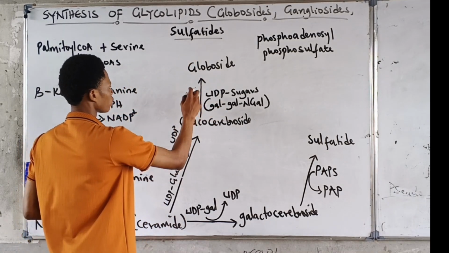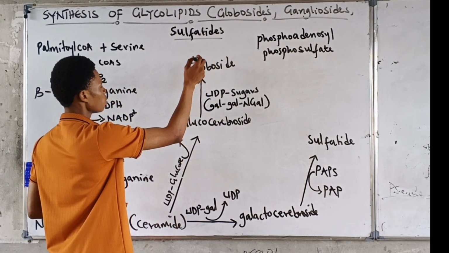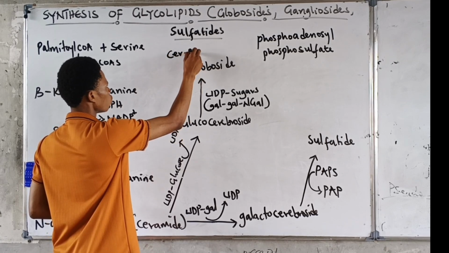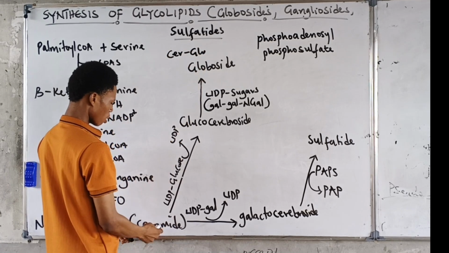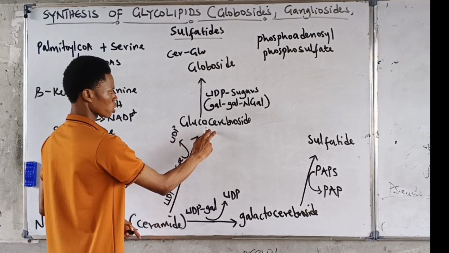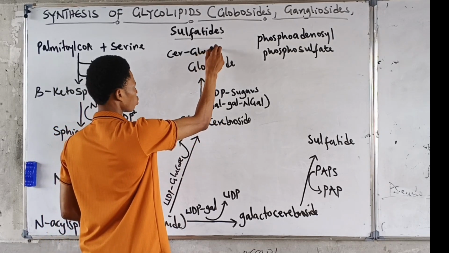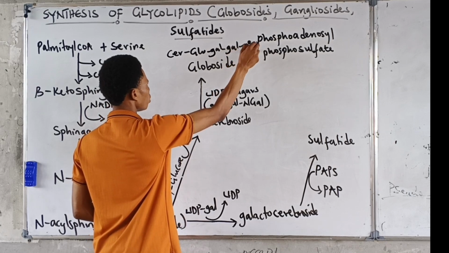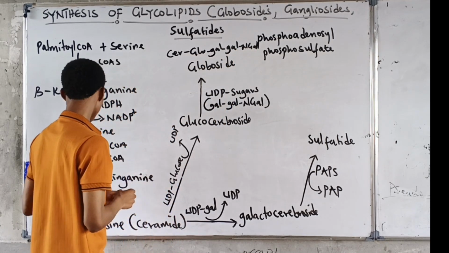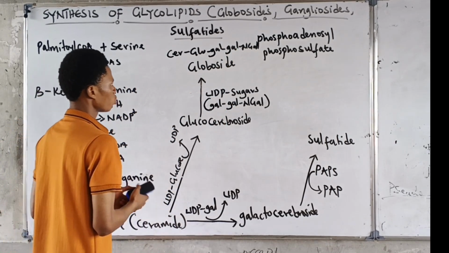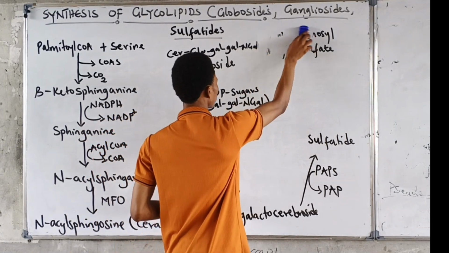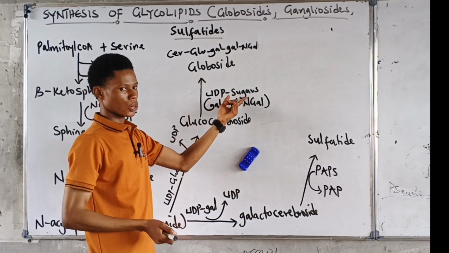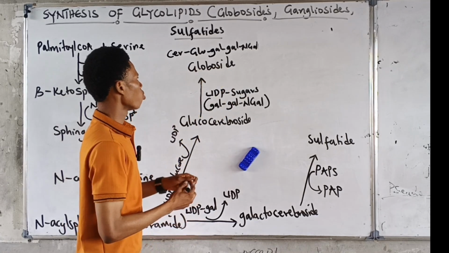That means this globoside is simply ceramide plus glucose, which gives us glucocerebroside. Then you have your galactose, another galactose, and your N-gar. So basically, this is globoside. But just like I promised from the beginning of this video, I want to keep it simple, so you can just write UDP-sugars here, and you have your globoside.